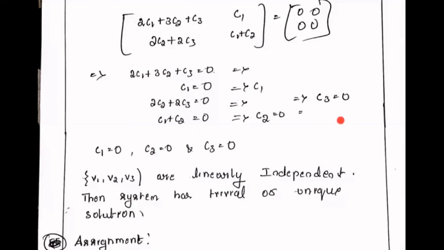So what is the conclusion? They are linearly independent. The system has a trivial or unique solution.